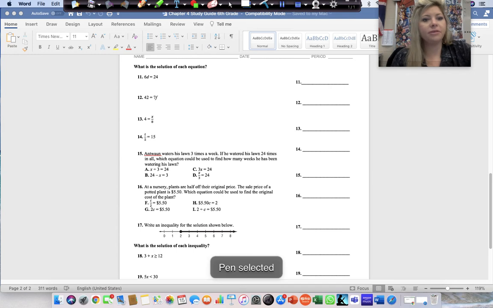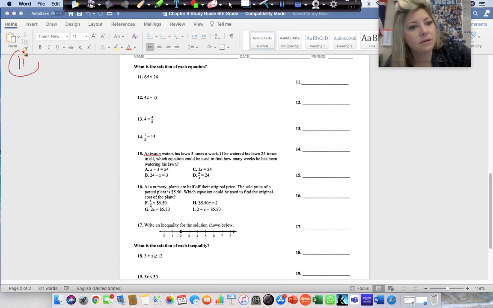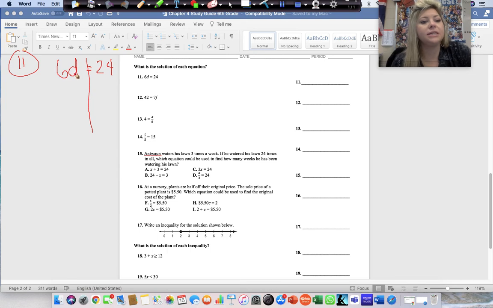Okay, number 11 says 6 times d equals 24. Draw the line down from your equal sign. Right now our variable is d. d is being multiplied by 6. The opposite of multiplying something by 6 is dividing it by 6. So we need to divide both sides by 6. 6 divided by 6 is 1, and 1 times d is d. And 24 divided by 6 gives us 4. So our answer is d equals 4.